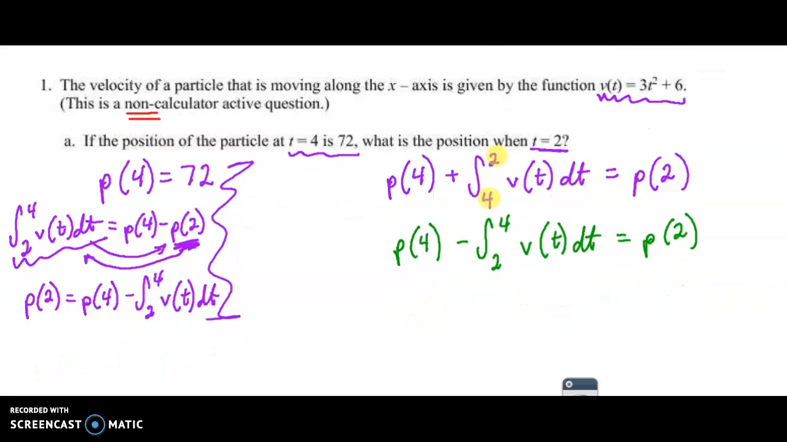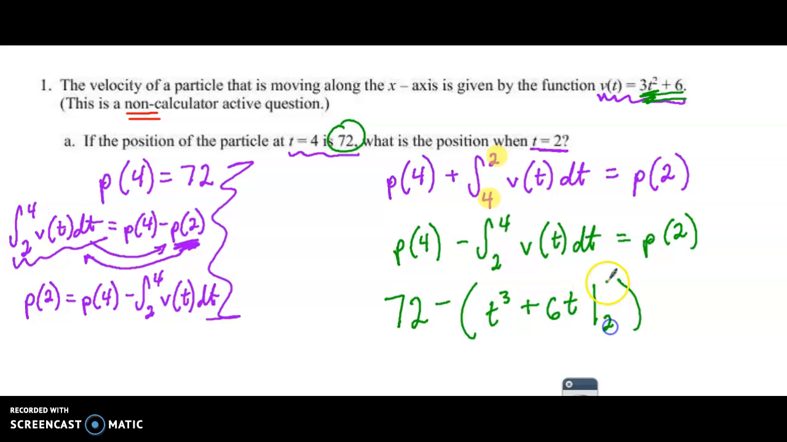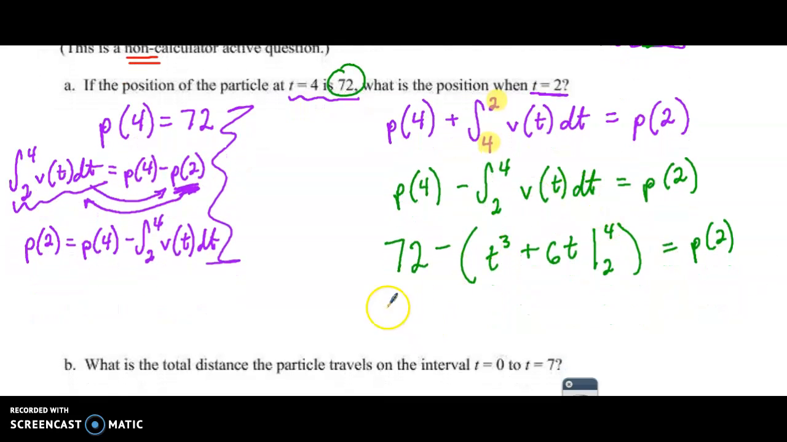So now we can start to solve this. And we know v of t is this value, and we know P of 4 is equal to 72. Might want to throw in some parentheses in here because you have to do the antiderivative of 3t squared, so add 1 to your exponent, divide by your new exponent. 3 divided by 3 is 1, plus 6t. And we're going from 2 to 4. Kind of running out of room and kind of nervous that they would say that this is a no calculator problem because those are some scary numbers.